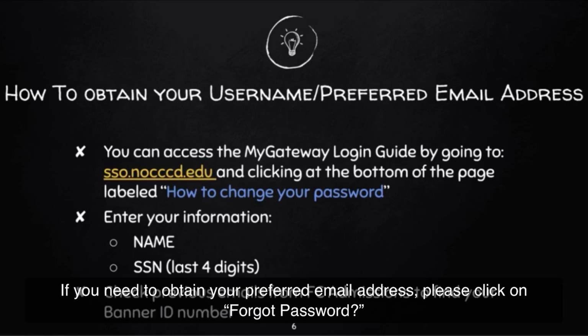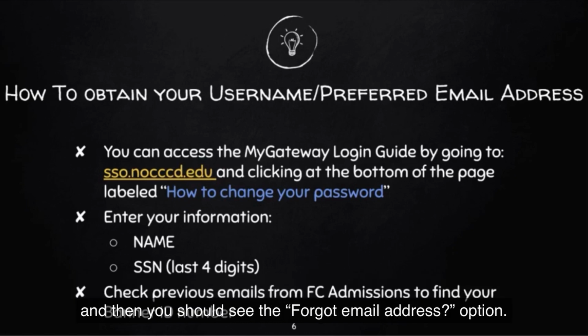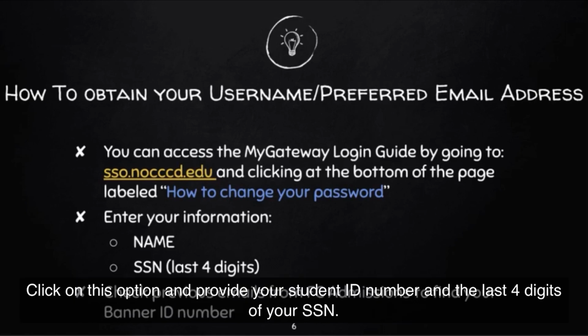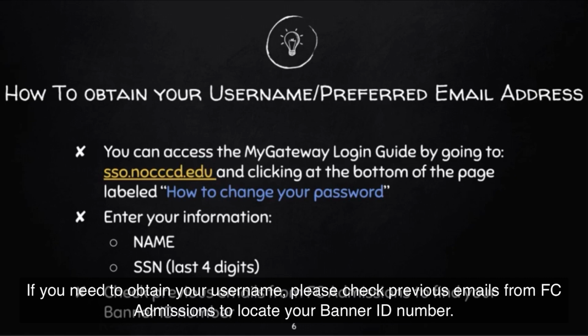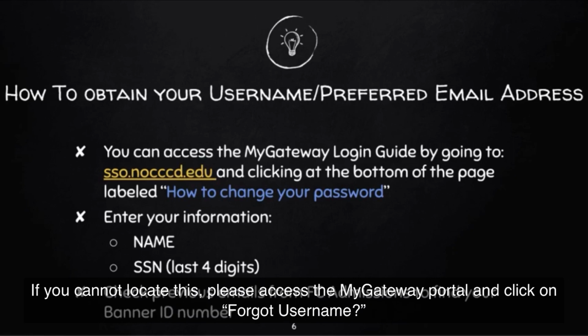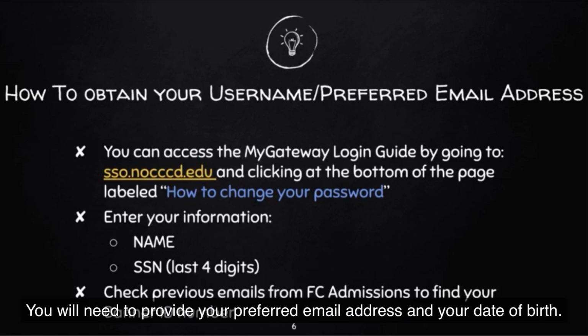If you need to obtain your preferred email address, please click on Forget Password, and then you should see the Forgot Email Address option. Click on this option and provide your student ID number and the last 4 digits of your social security number. If you need to obtain your username, please click Previous Emails from FC Admissions to locate your banner ID number. If you cannot locate this, please access the My Gateway portal and click on Forgot Username. You will need to provide your preferred email address and your date of birth.